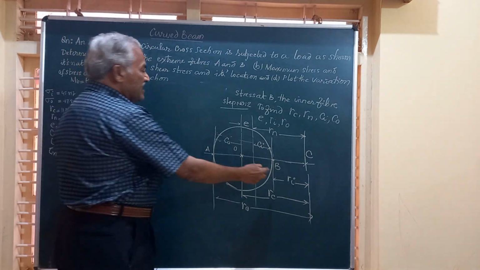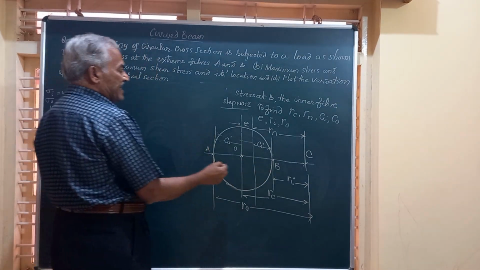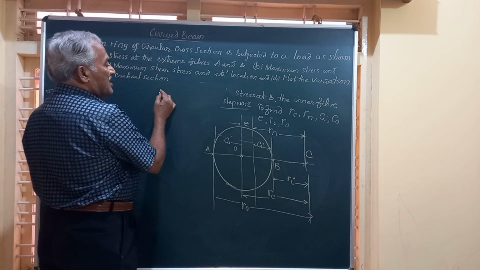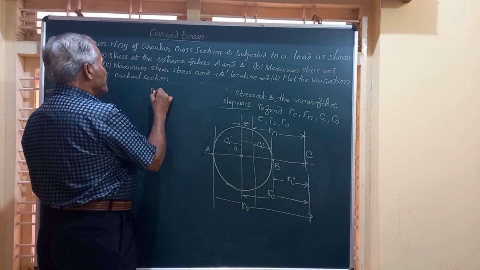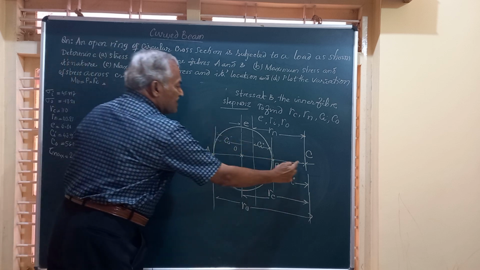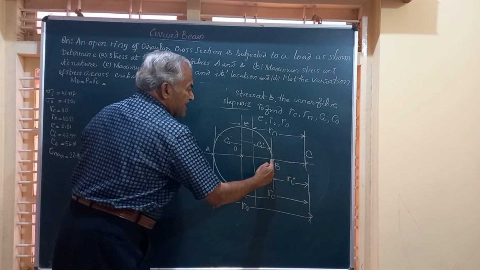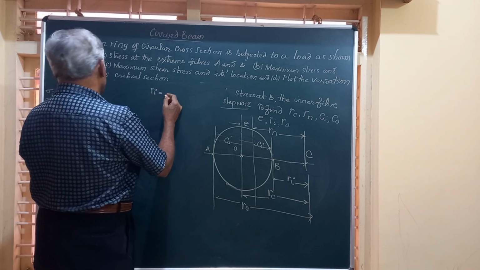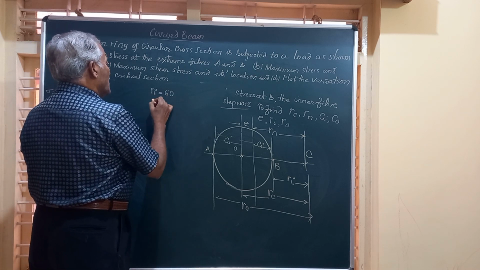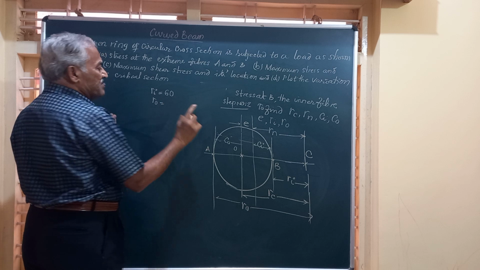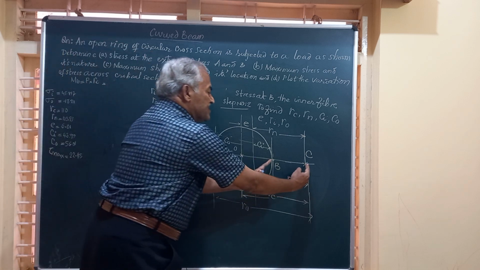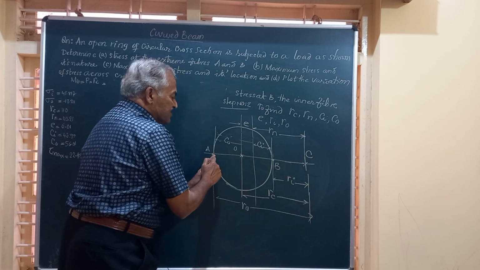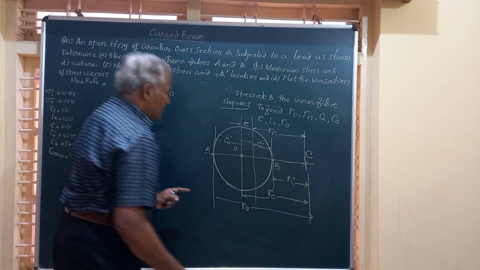Ri, as given in the diagram, is 60. That is from the center of curvature till here, which I had marked as Ri. Ri is 60. For R naught, please see the diagram and understand clearly. This is 60, this is 100. So 160 is the value of R naught.